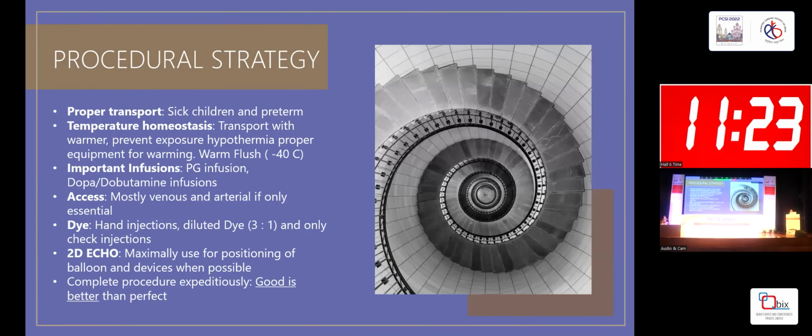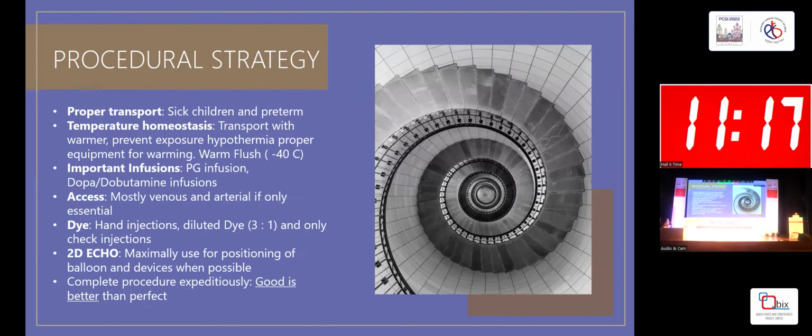The procedure strategy would be a proper transport of the sick kids and preterm. Occasionally, you can do the procedure even in the neonatal ICU, especially a balloon septostomy in a preterm kid with TGA, you can plan it in the neonatal ICU. Temperature homeostasis is all the more important. So transport the kid in a warmer, prevent exposure hypothermia with proper equipment for warming, use warm saline for all your flushes. That's very important.